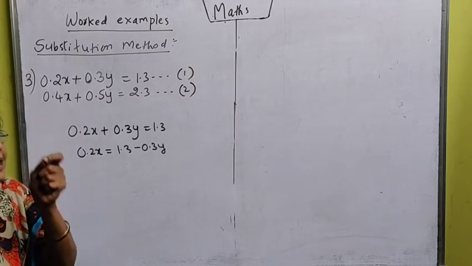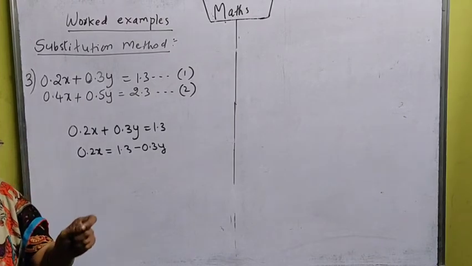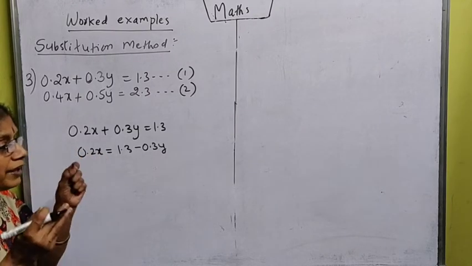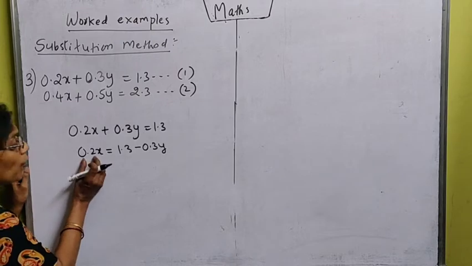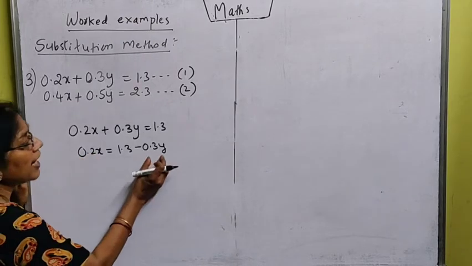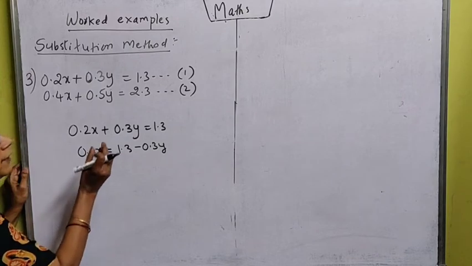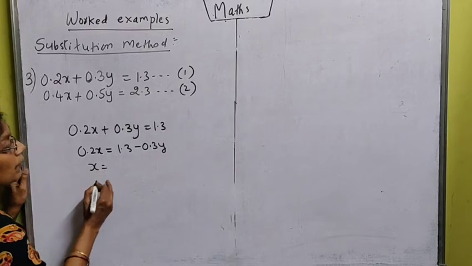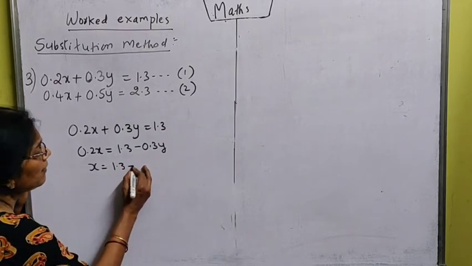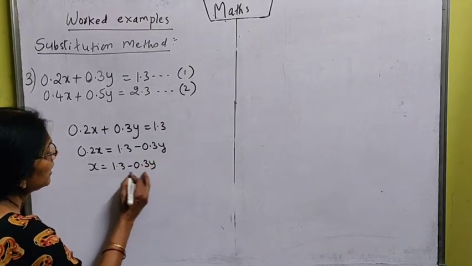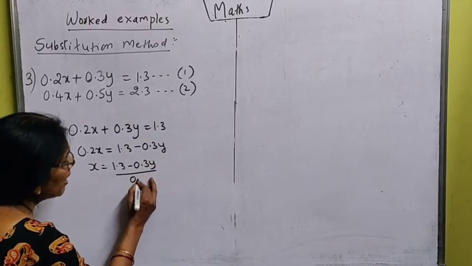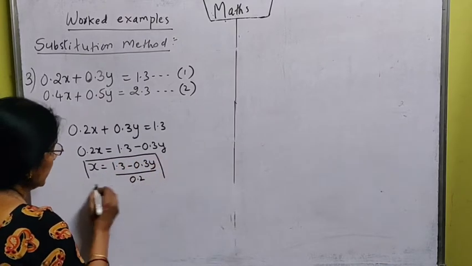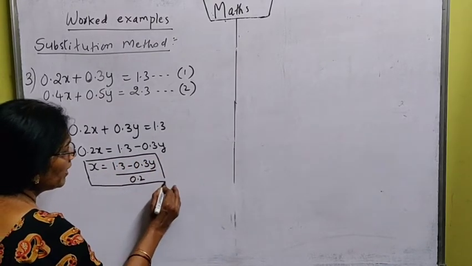As you know, in a linear equation, 0.2x means 0.2 into x. So when I move 0.2 from the left hand side to the right hand side, since it is multiplication, it will become the denominator. So what shall I get? x is equal to 1.3 minus 0.3y, whole divided by 0.2. This is very important. This will give us the value of x.